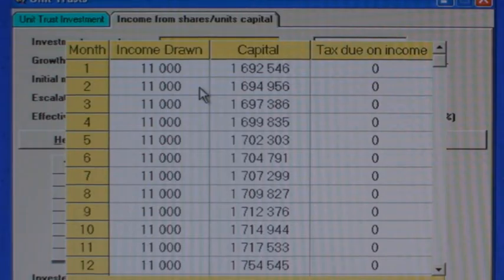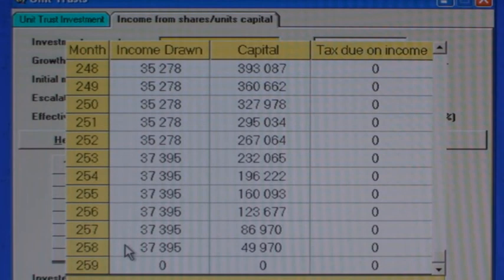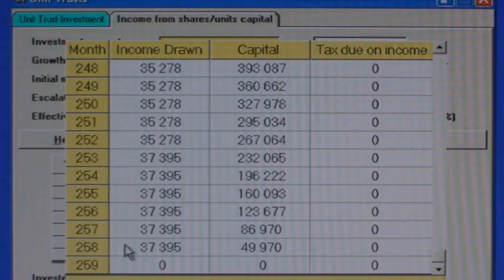If we scroll down to the end, we can see that the income will actually be provided for 258 months, which is 21 years and 6 months. And after 21 years, our monthly income will be 37,395 Rand.